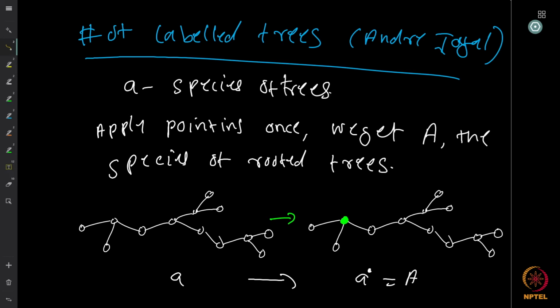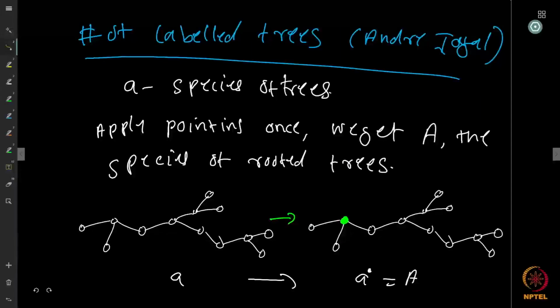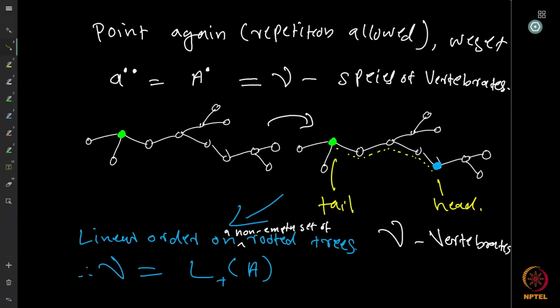So we have started with some number of trees. Whenever you start with an n vertex tree, after the pointing you get n times that many rooted trees. Then you point again. We are allowed to point to the same vertex again, so we don't lose any choice. We can point again to any of the vertices and mark it as a second point. So we get doubly pointed trees, a rooted tree where you point once more.